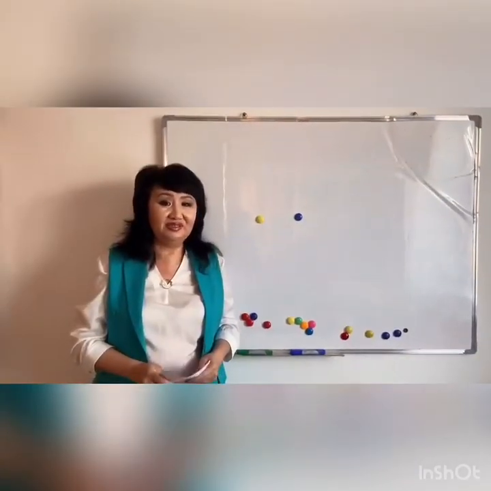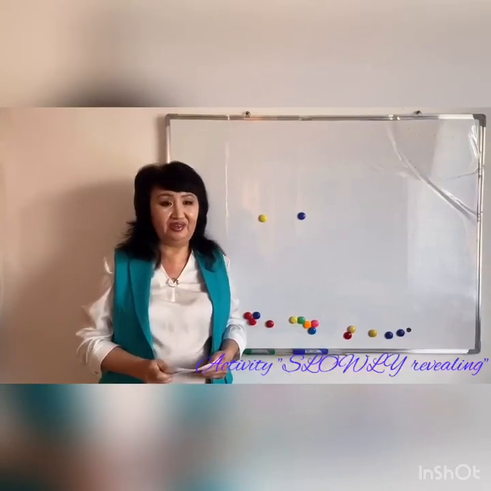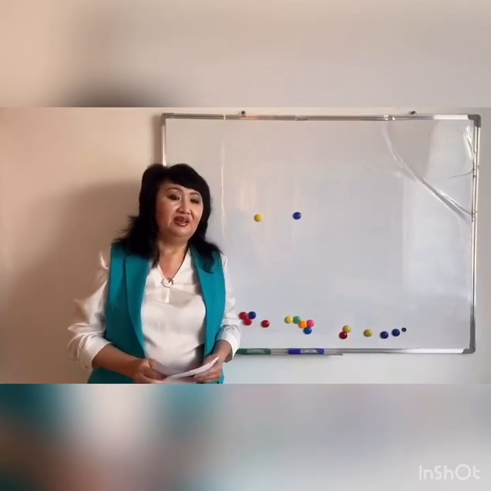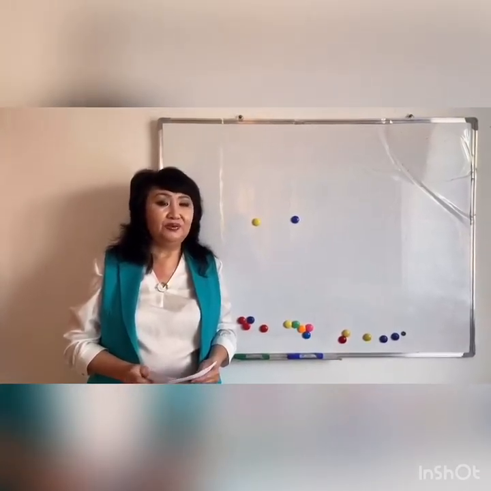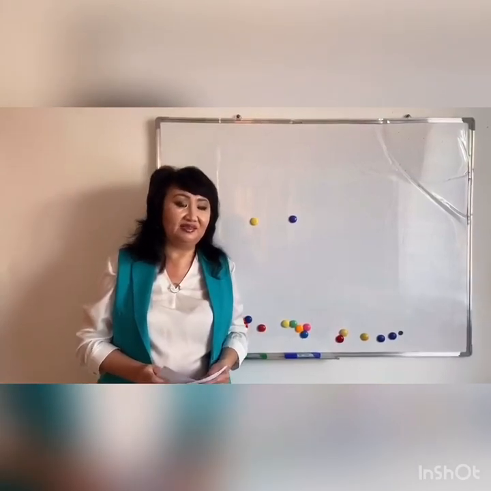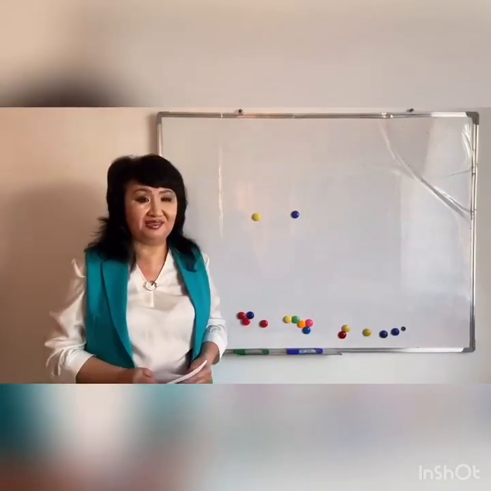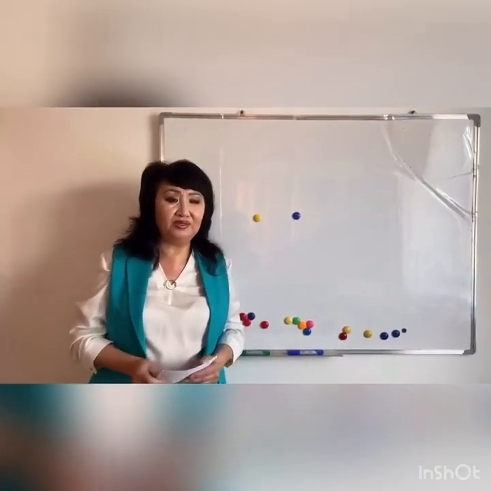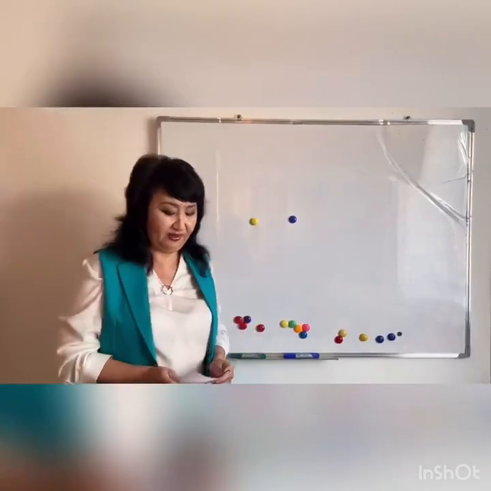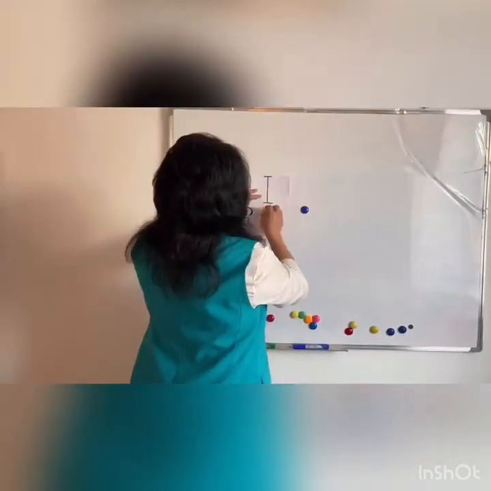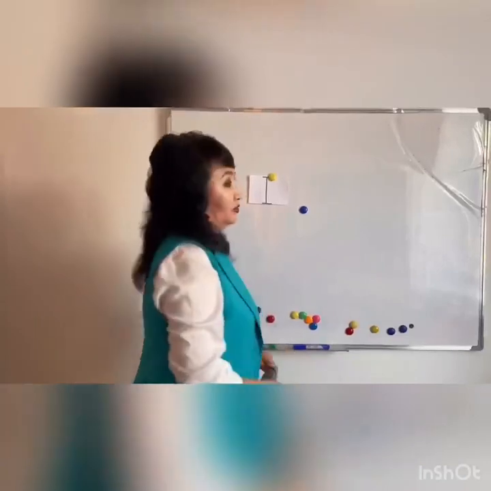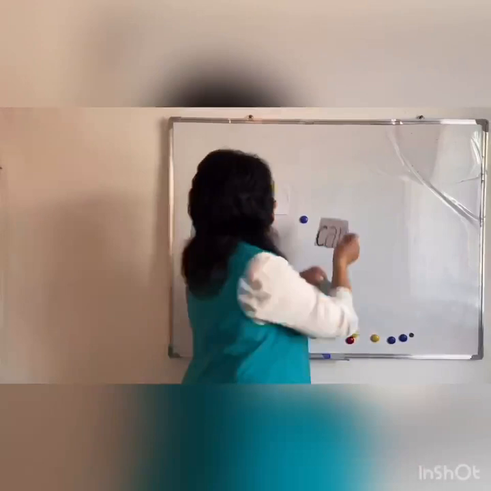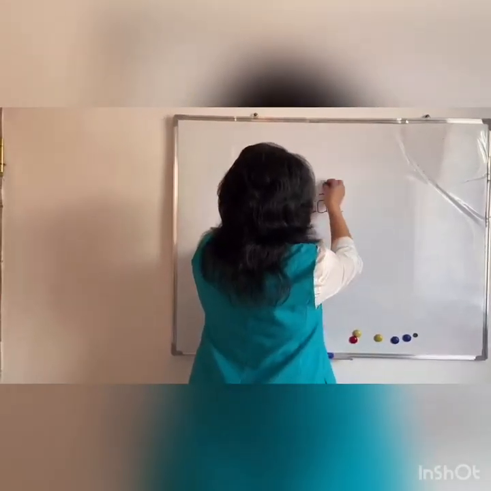The next activity is called slowly revealing. It's a very effective way to get children thinking about word order in the sentence. You should hide the context of the sentence and reveal the words of the sentence one by one. For example, the first word is "I." What do you think the next is? Yes, "I can."